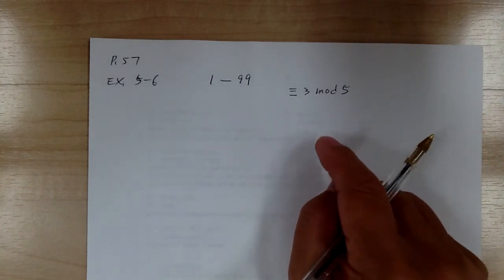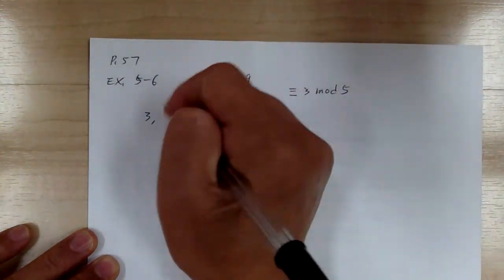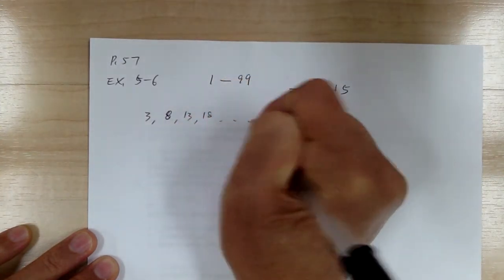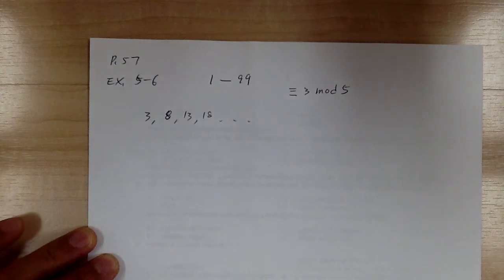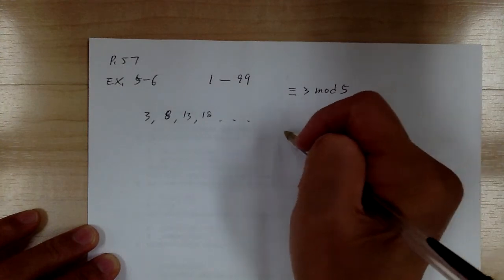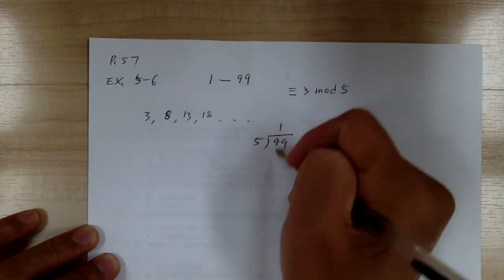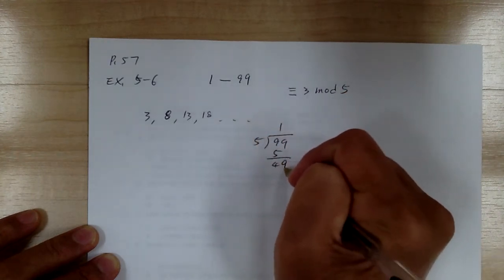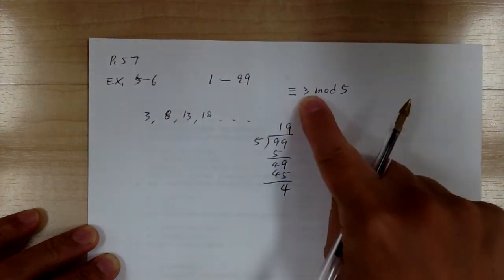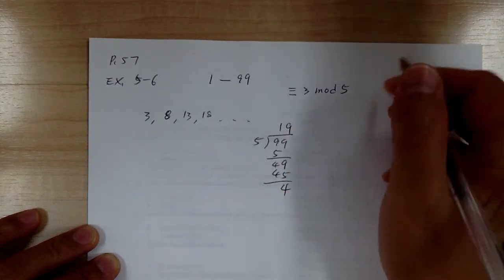One way you can do it is by listing them. You can start with 3 and then keep going by 5: 3, 8, 13, 18, and so forth. Then you can count them. That's one way. The quicker way is to just divide. For 1 through 99, there are 99 numbers, so you divide by 5. That gives 19, with a remainder of 4. Now the remainder is more than 3, so you have to add 1. When the remainder is equal to or more than that, you have to add 1. So the answer is there are 20 of them.